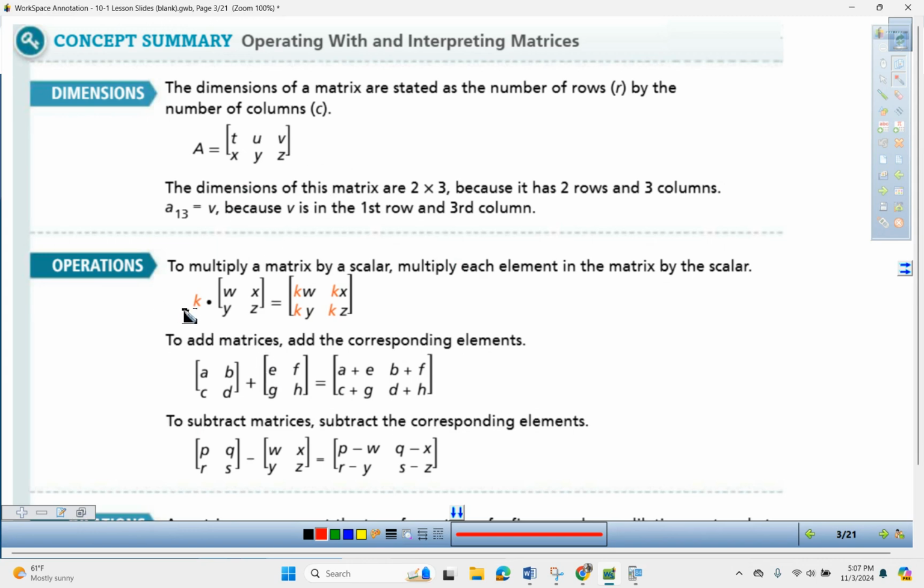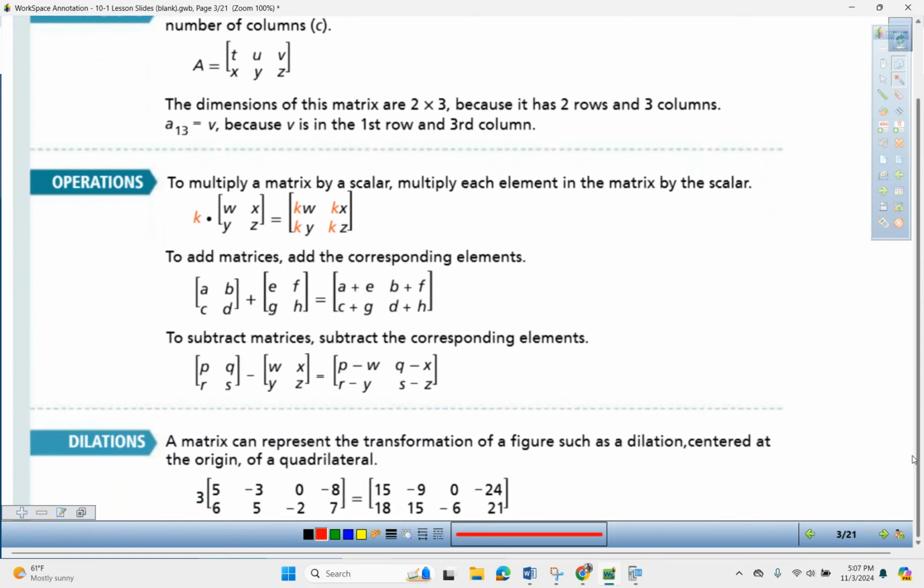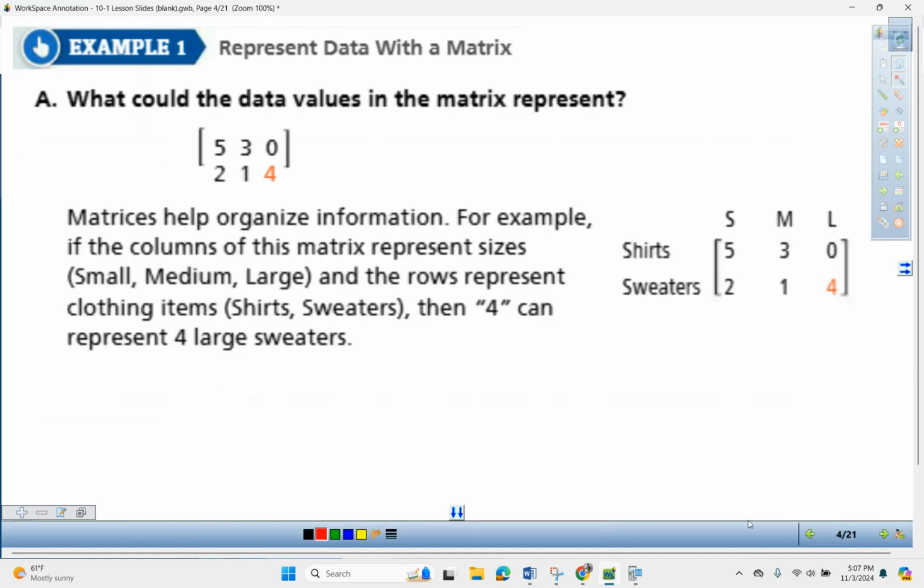We're going to talk about scalar multiplication, where we're increasing the scale or decreasing the scale, could be too, by multiplying by a number. Addition of matrices and subtraction of matrices. We just kind of did that, didn't we? And then dilation. Well, that's scalar multiplication as well. So let's keep running here.